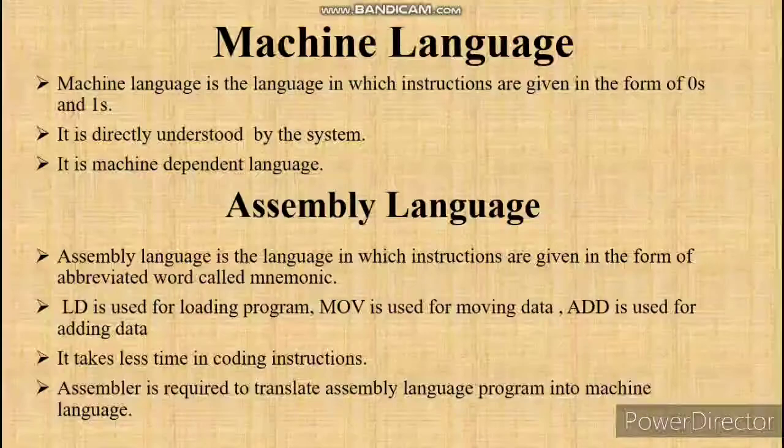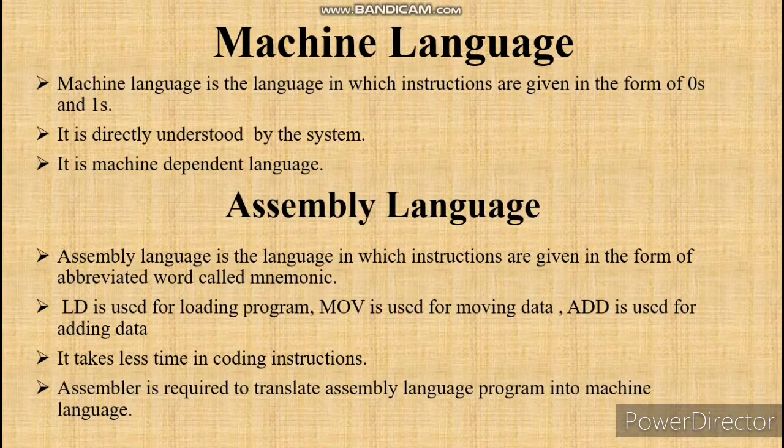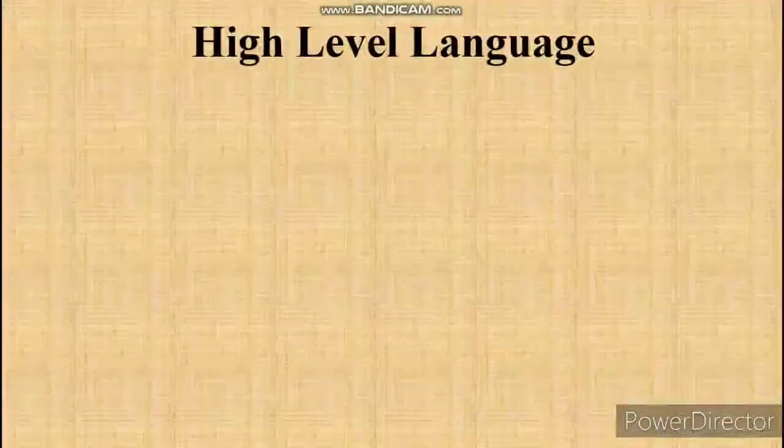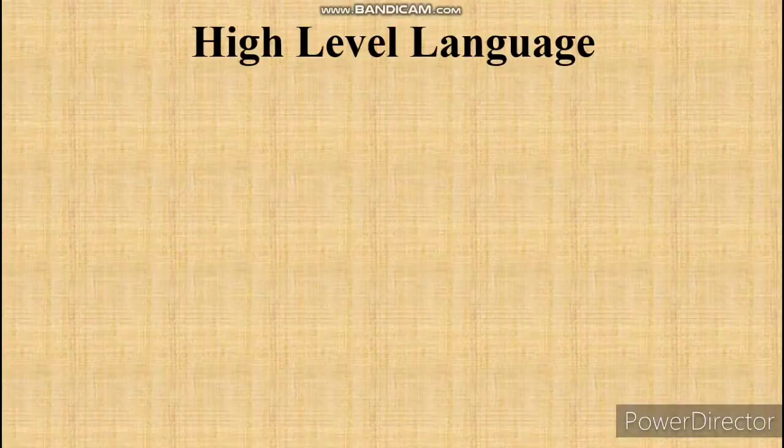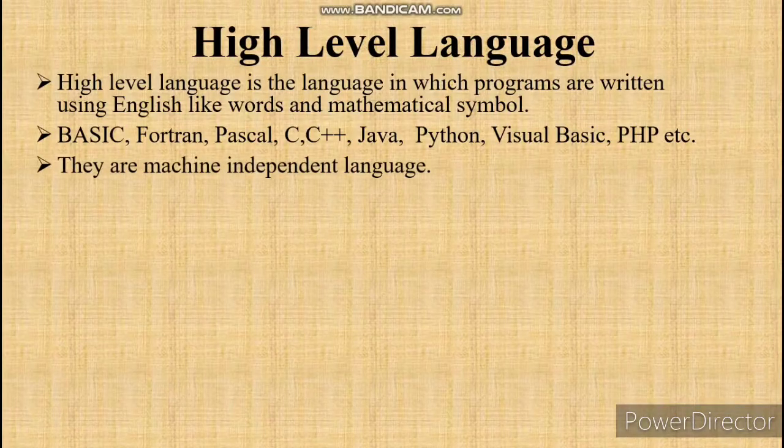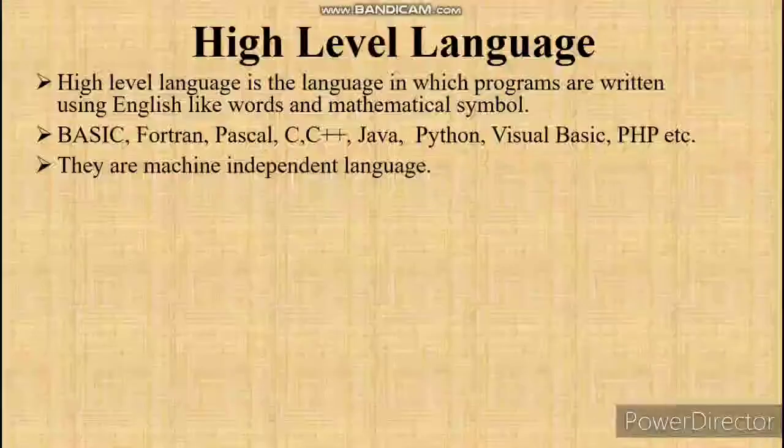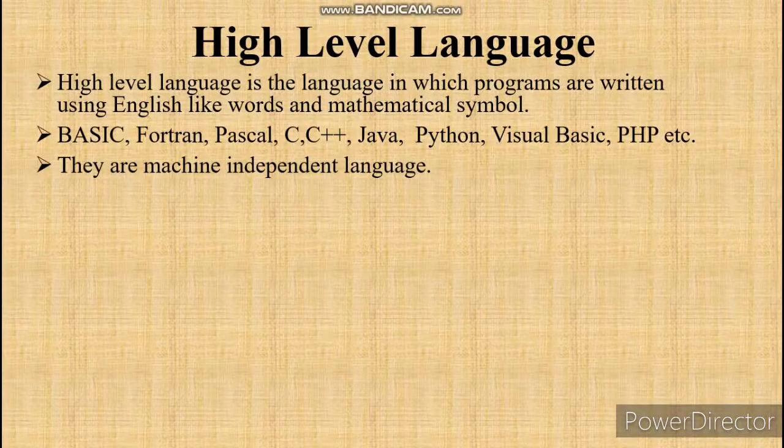I hope you understand. Next topic is high level language. What is high level language? High level language is the language in which programs are written using English like words and mathematical symbols, right? A high level language program uses English like words and mathematical symbols to write a program.